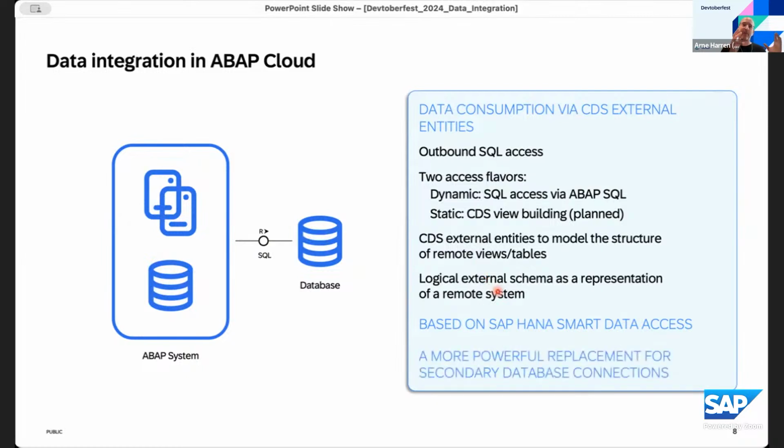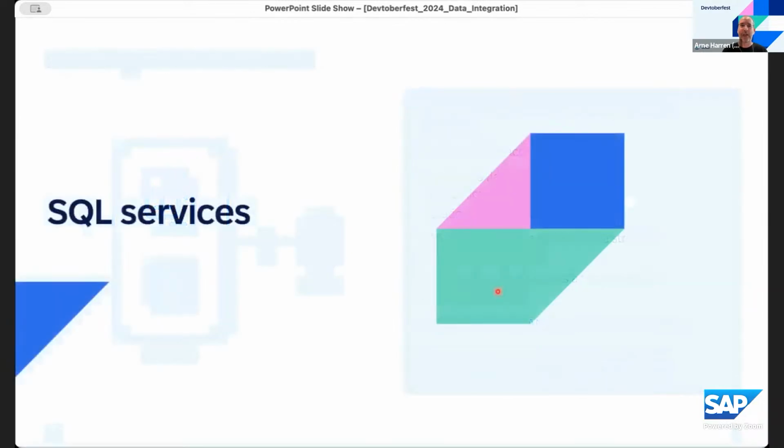And these CDS external entities are actually a more powerful replacement of the so-called secondary database connections, which are not available in ABAP Cloud. But now we have a very powerful version of that to access remote data. Okay, so let's have a deeper look into SQL services, and then we jump right into the demos.